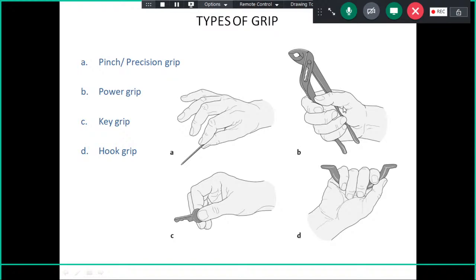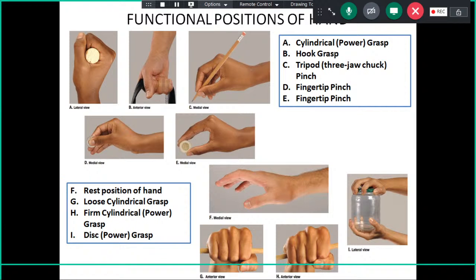And you see different joints are moving here. We have the key grip, and the hook grip as such. The various functional positions of the hand are assumed here. This is almost similar to before, but again highlighting what the rest position of the hand is, a little more closely.